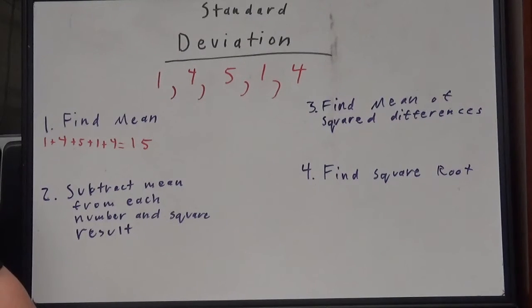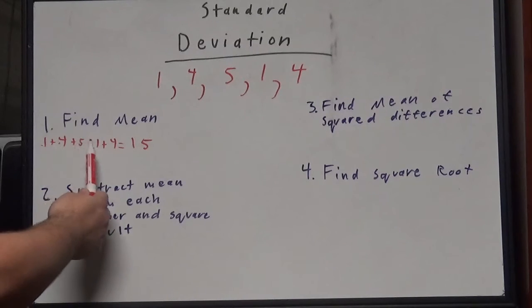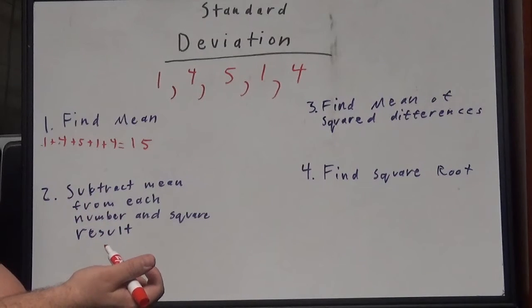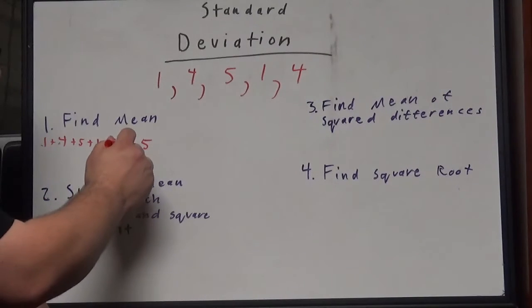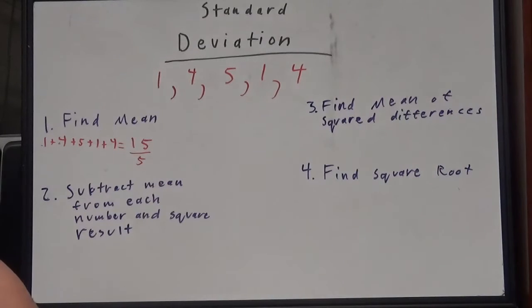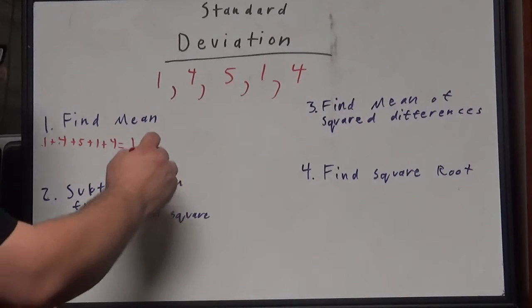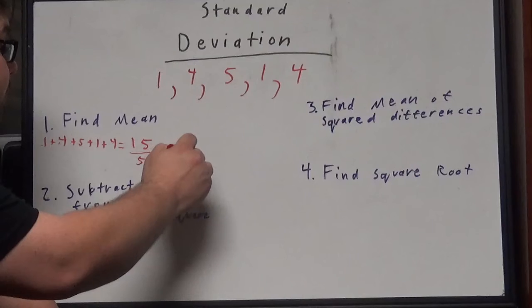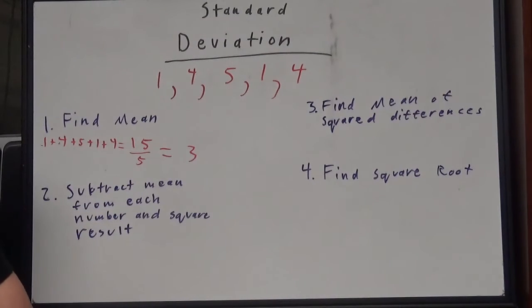Now, 15, of course, is not the mean. 15 is our sum. Now we need to see how many data points we used. 1, 2, 3, 4, 5. We had 5 numbers that we added together, so we divide by 5. 15 divided by 5 is 3. So our mean is 3. That should be easy enough, no matter what numbers they give you.